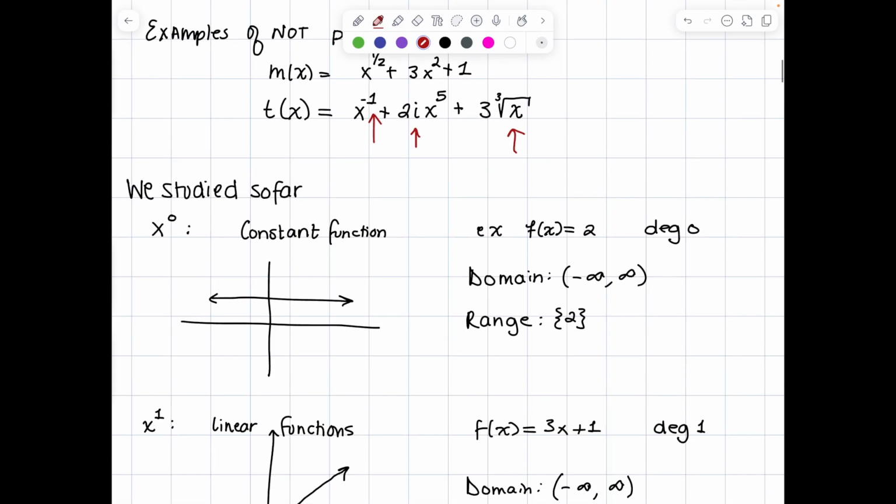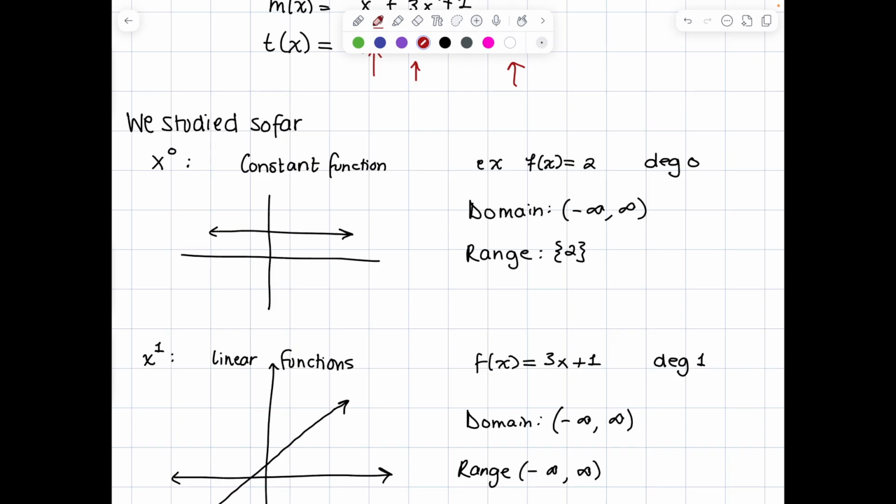So we've studied so far the constant function, which is technically x to the 0 power, because anything to the 0 power is always 1. For example, if we have f of x equaling 2, that might be some type of a constant line. So that's an example. We call it degree 0. It does not have any x's in it. The domain is all real numbers. You can plug in any value for x, and you're always going to get out 2.